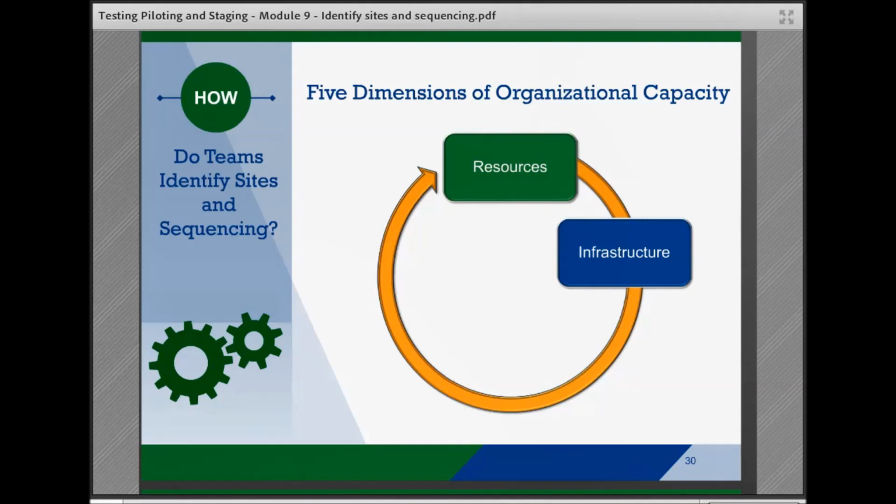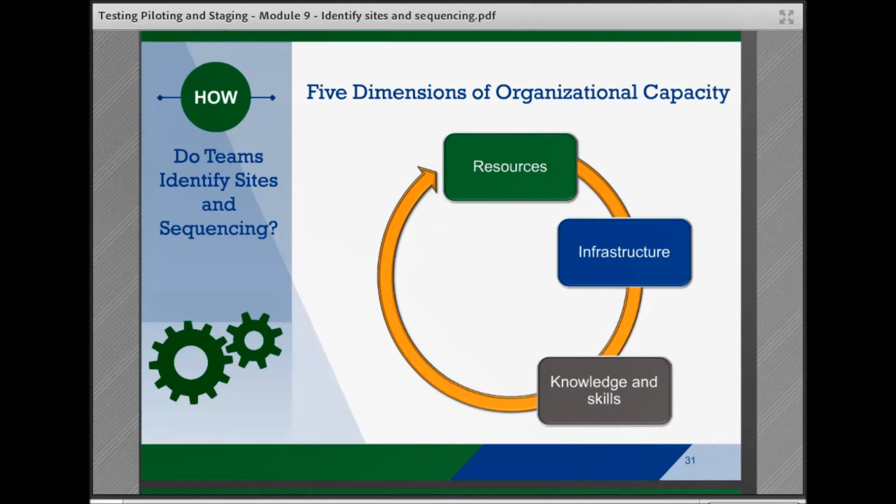Infrastructure. What changes in infrastructure are needed to support implementation of the intervention? Does the pilot test point to needed changes in organizational structure, policies, protocols, or information management systems to support implementation? What needs exist for recruitment, selection, training, and coaching systems?